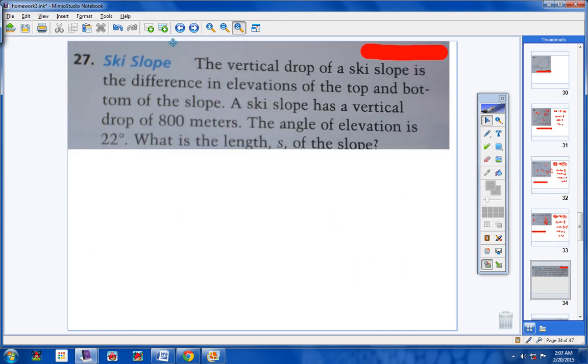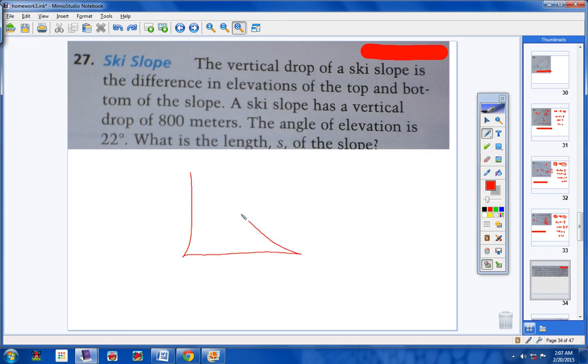The vertical drop of a ski slope is the difference in elevation of the top and the bottom of the slope. A ski slope has a vertical drop of 80 meters. The angle of elevation is 22 degrees. What is the length S of the slope? Now, let's get a picture of this. Don't try to get all fancy and draw trees and people skiing and stuff like that. Just draw a triangle.